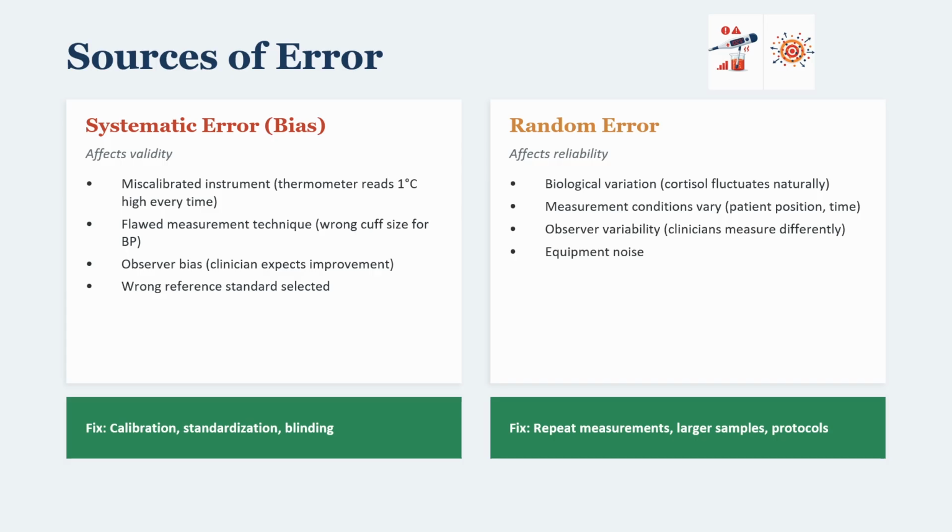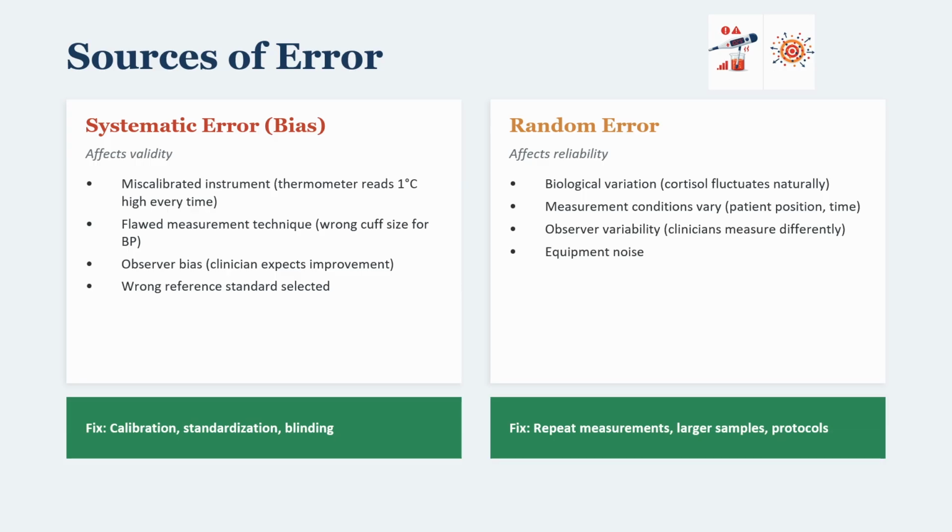Let's make this concrete by looking at what actually causes each type of error. Systematic error, which undermines validity, comes from something consistently pulling your measurements in one direction. A thermometer that reads high every time. Using an inappropriately small blood pressure cuff on a large dog, which gives consistently elevated readings. An observer who knows what treatment a patient received and unconsciously rates their improvement more favorably. These are all sources of systematic error. The measurement is biased, it doesn't reflect truth.